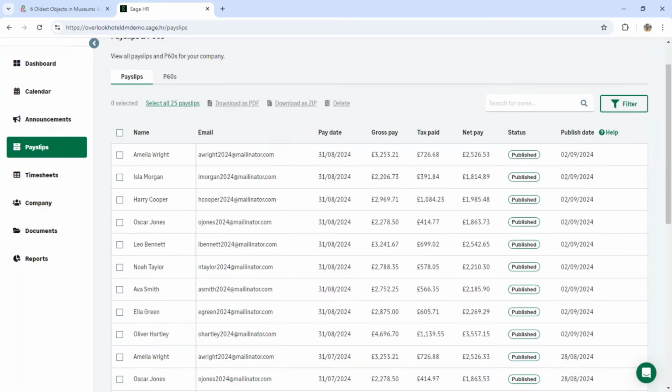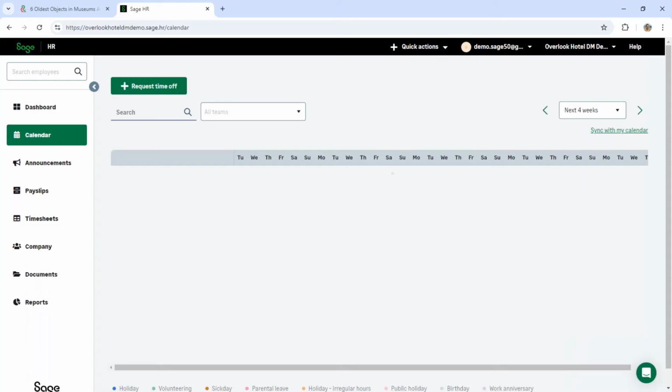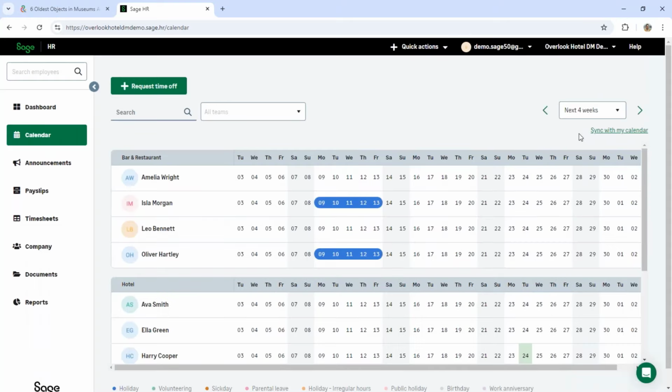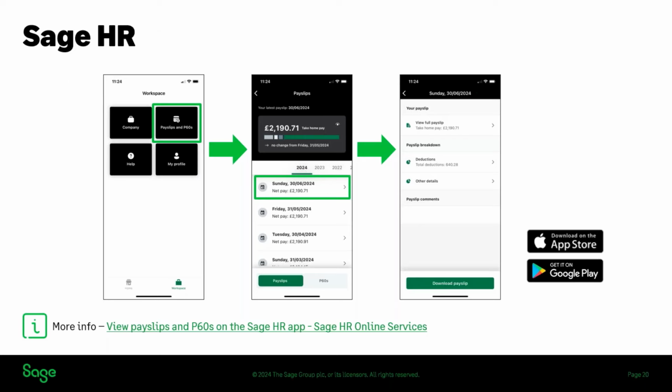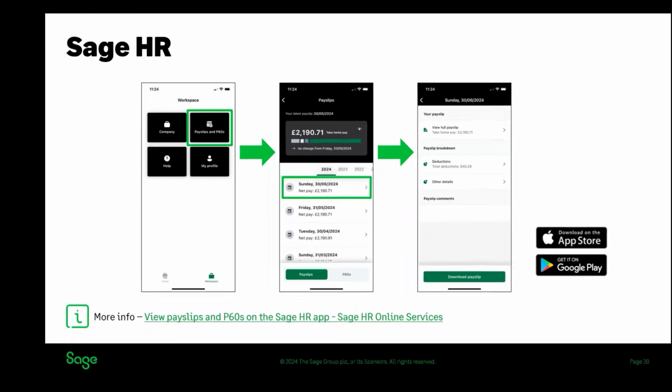So Sage HR can be used for hosting your payslips, with many other uses as well, such as our shared calendar here, which tracks things like leave and absence. There's a timesheets module and plenty more to discover in the world of Sage HR. So that's just a quick view of the future of payslips, and it is also available on a mobile app.